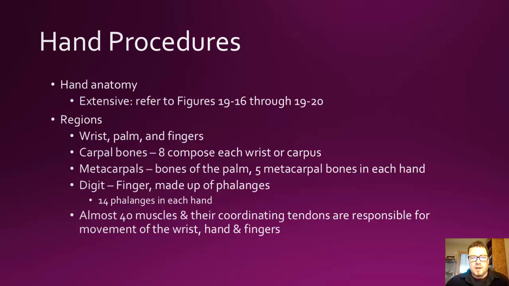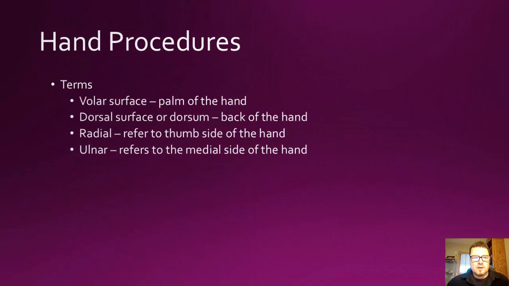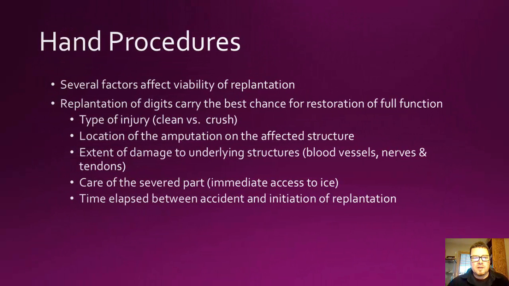Digits are phalanges. 14 phalanges in each hand for each joint of the finger. Good thing to know is there's about 40 muscles and tendons that are responsible for the movement of your hands and wrists and fingers. Some terms that you should know: the volar surface being the palm of your hand, dorsal surface the back of your hand, radial refers to the thumb side of your hand, ulnar refers to the medial side of your hand.